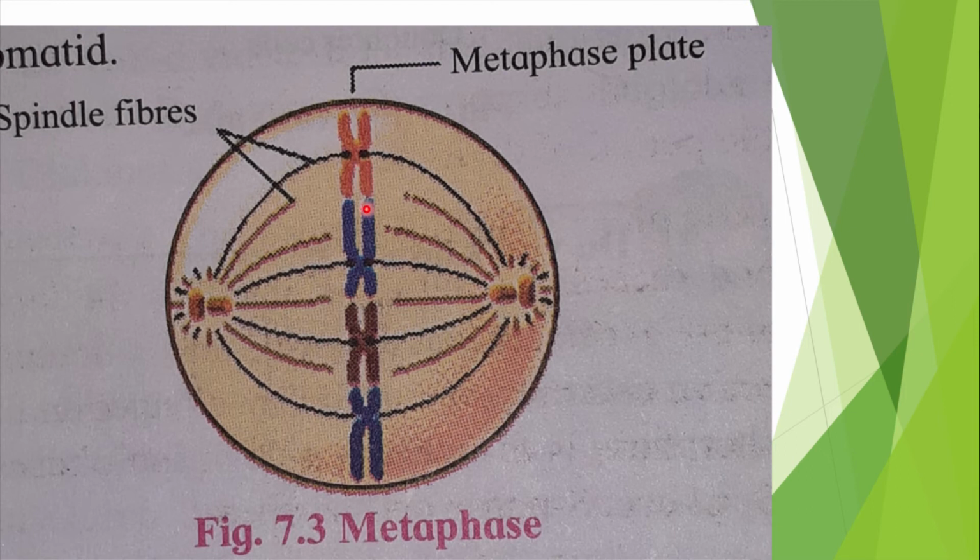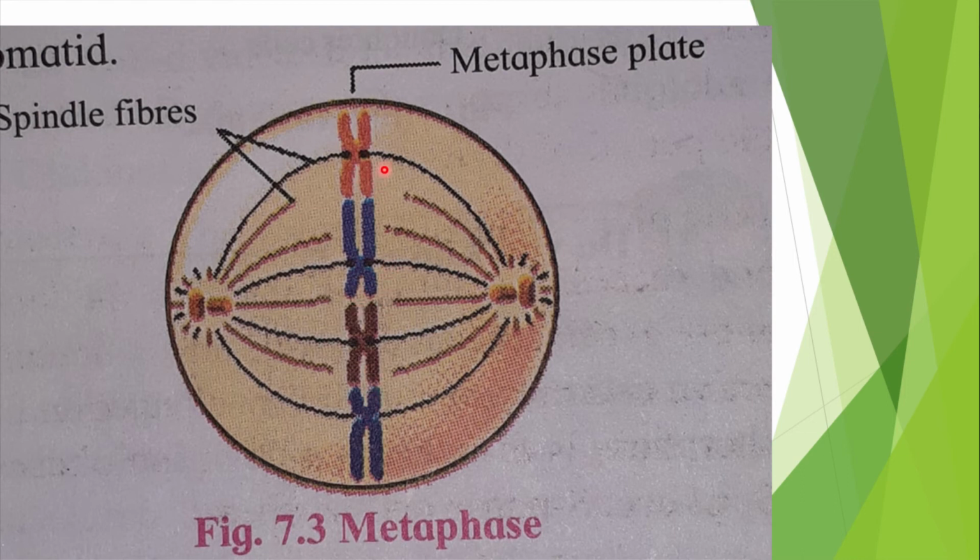What is happening in metaphase? First, the chromosomes become short and thick. They undergo coiling, and the structure becomes very short, thick and prominent. Prominent means that the two sister chromatids and the centromere are clearly visible. Then what happens to all the chromosomes?